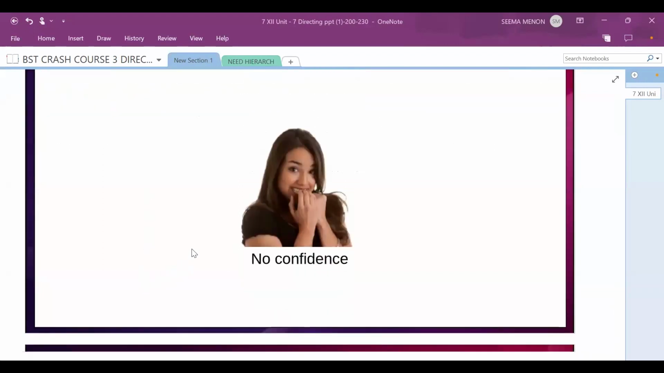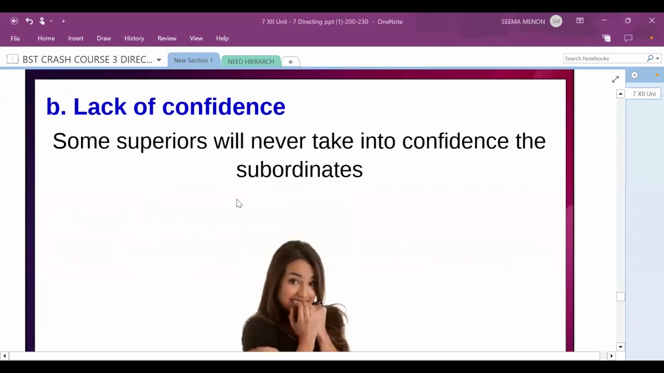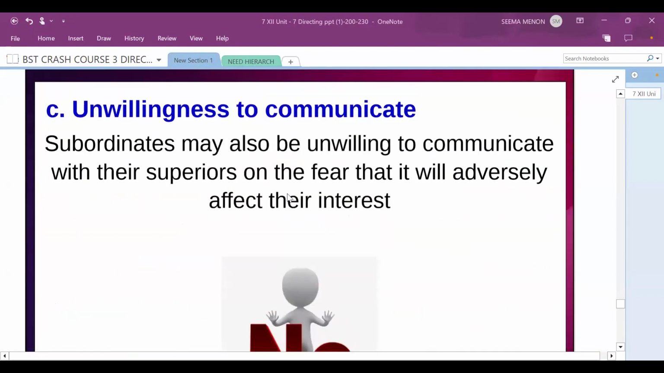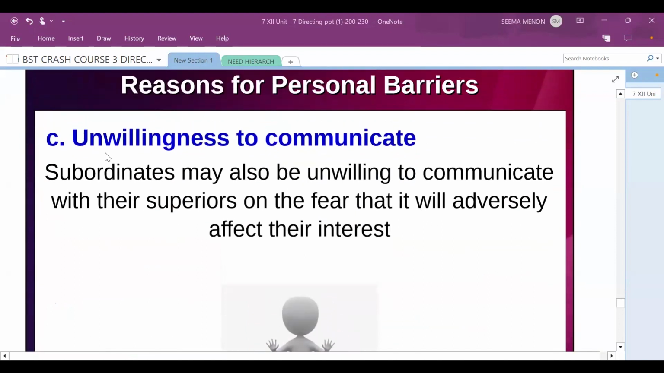Okay. So let's see that lack of confidence. Some superior will never take into confidence their subordinates. They always humiliate them, harass them. They will not respect the subordinates. That is another reason, lack of confidence. Next one is unwillingness to communicate.